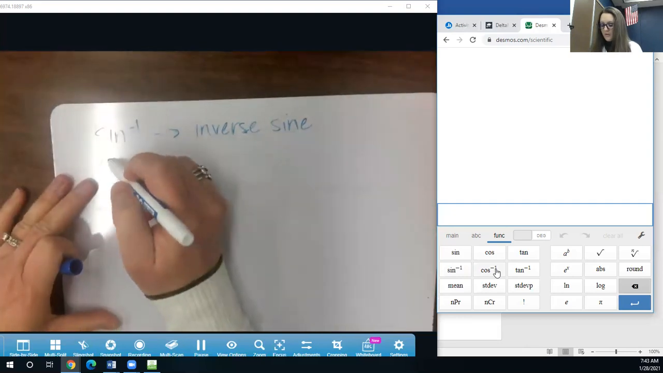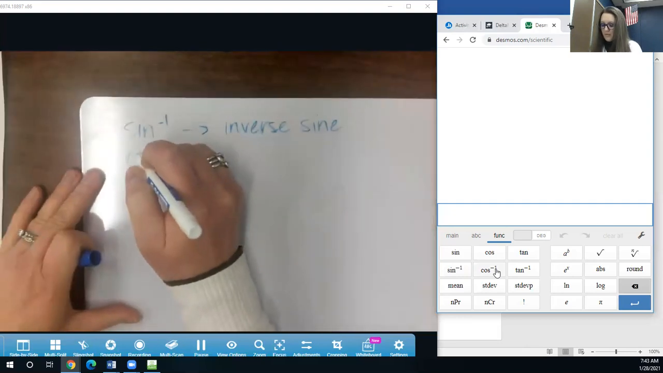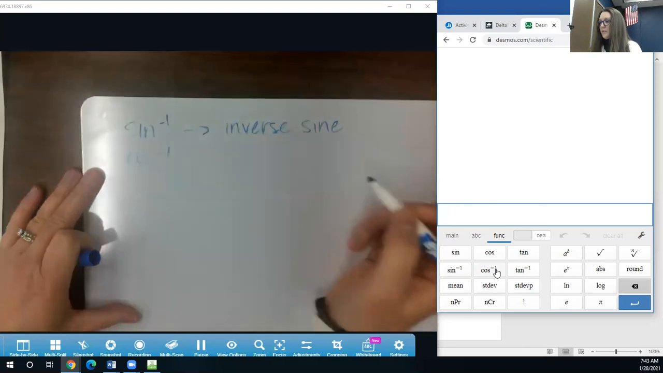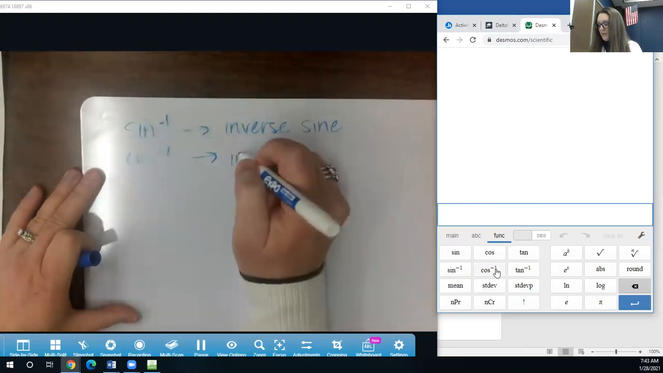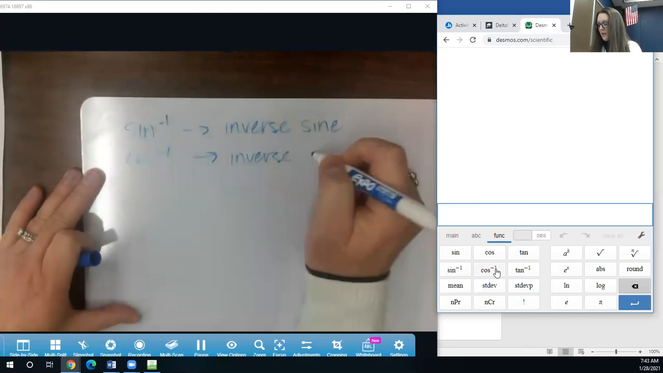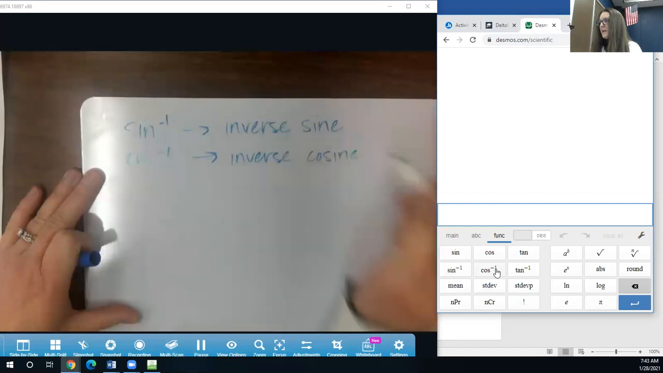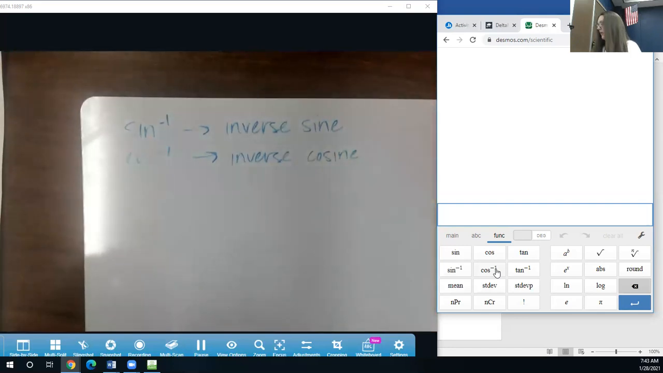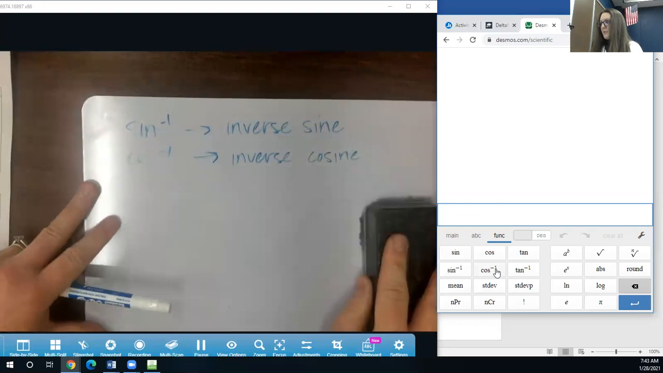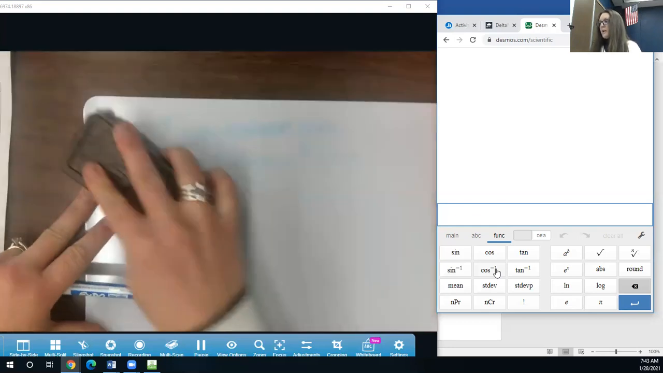And then cosine, oh, my marker's not working very well. Cosine to the -1 power is the same as me saying inverse cosine. So just keep that in mind. When I say inverse of a function, that's what that means. It means that function to the -1 power. All right, let's go ahead and get started.